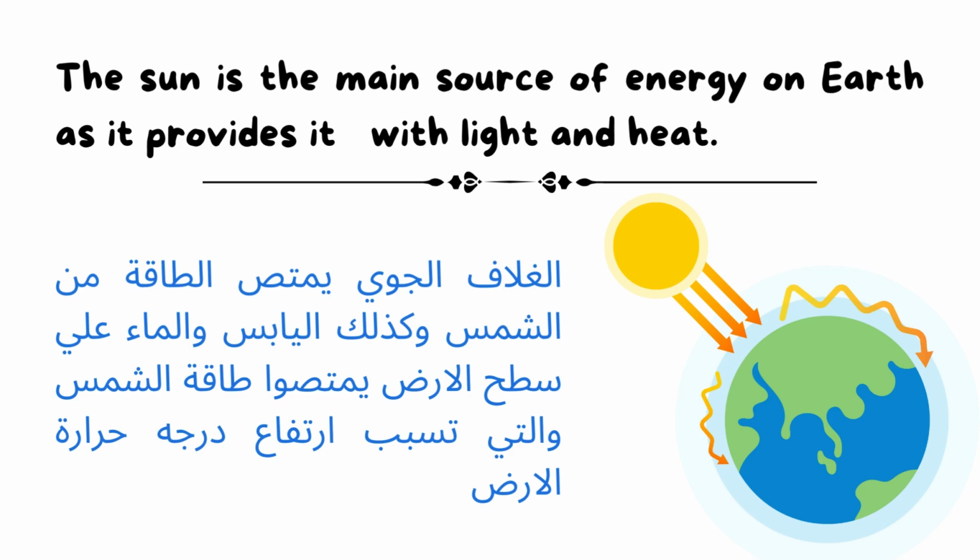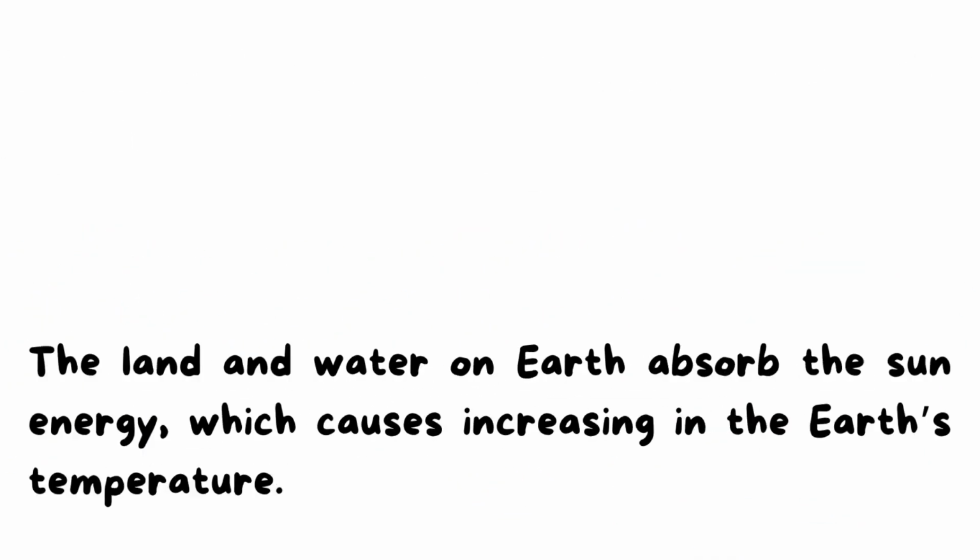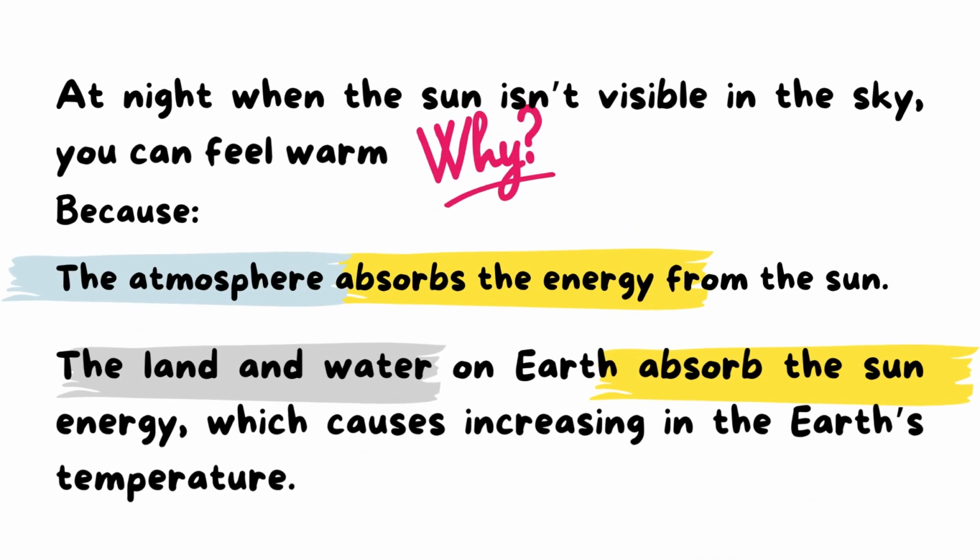So why? This is a give-reasons question that is important, okay? So why do we feel warm at night while the sun isn't visible? The answer is because the atmosphere absorbs the energy from the sun. So the atmosphere absorbs the energy from the sun, and the land and water on earth also absorb the sun's energy, which causes an increase in the earth's temperature.